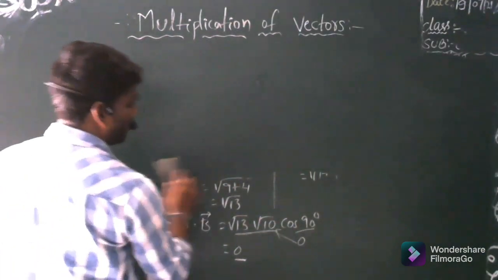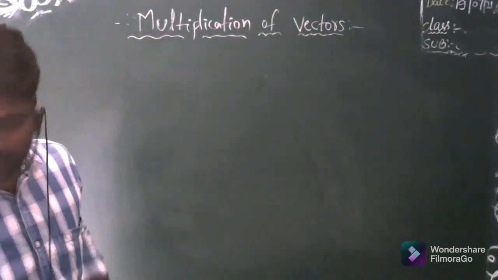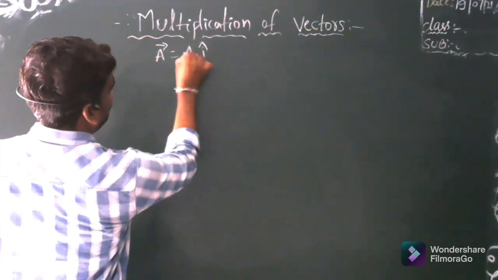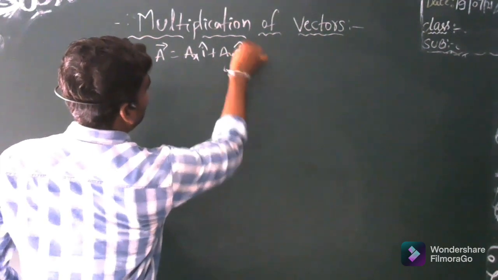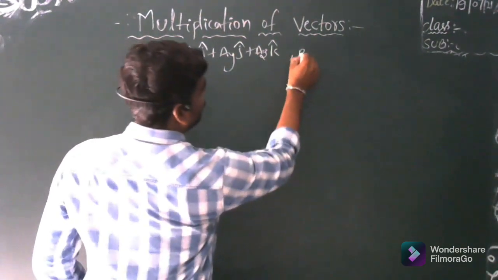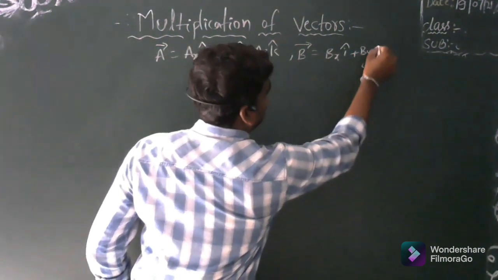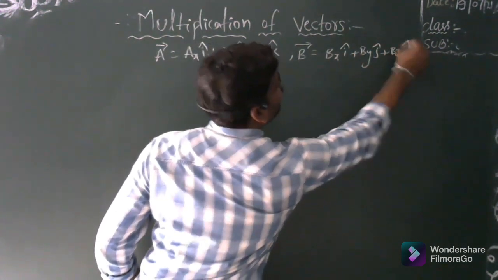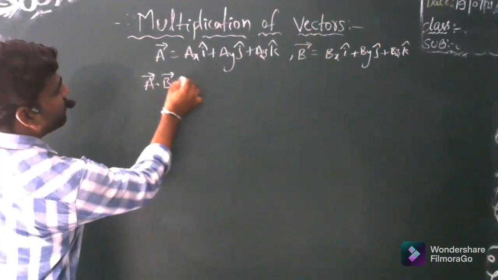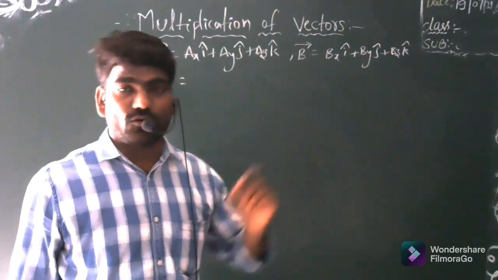That is very, very important, especially for the students who are preparing for JEE Mains and Advanced. Right? Let us take an example: the vector A is Ax i cap plus Ay j cap plus Az k cap. And take one more vector, that is B vector, I am taking here, that is Bx i cap plus By j cap plus Bz k cap. Now, let us find out the dot product of vector A and vector B.